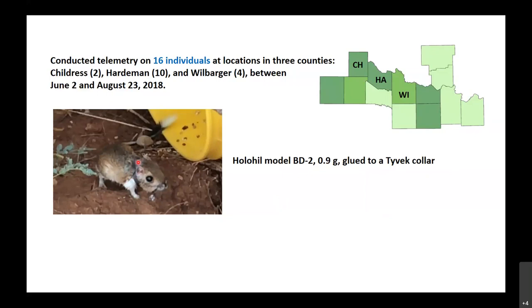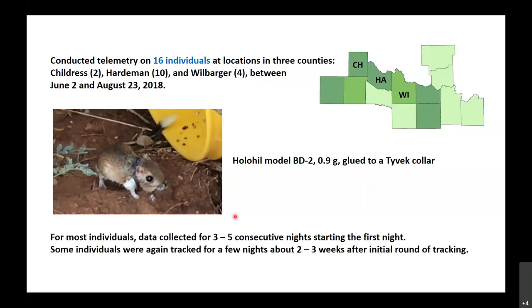And then the radio transmitter is actually glued to this little Tyvek collar that we fitted to the rat. So for most individuals, we collected data for 3 to 5 consecutive nights, starting that very first night. Some individuals we tracked again for a few nights, 2 to 3 weeks after that first round of tracking.